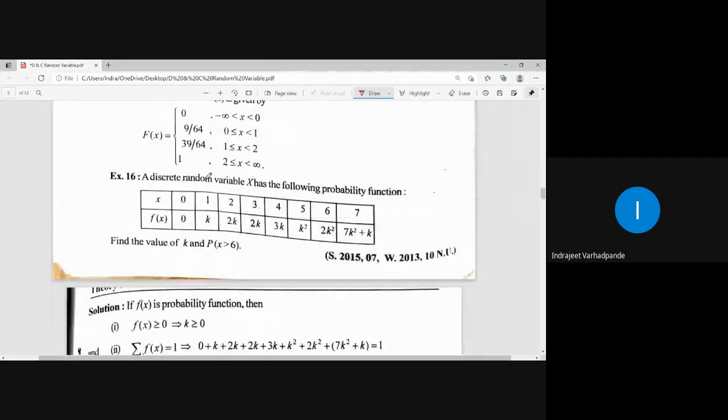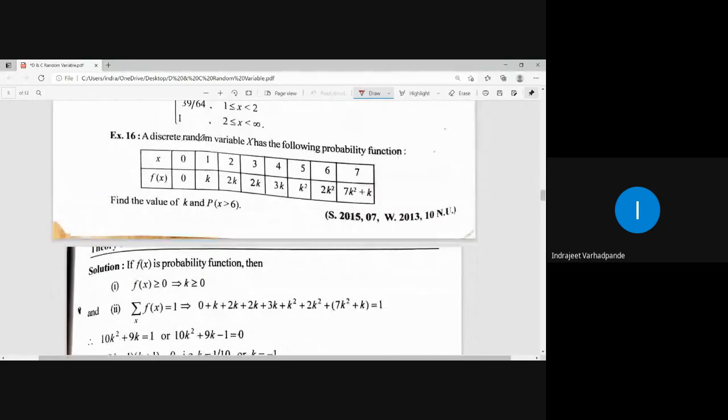No, write down this example. A discrete random variable x has the following probability function. Corresponding table is given. You write down simultaneously.